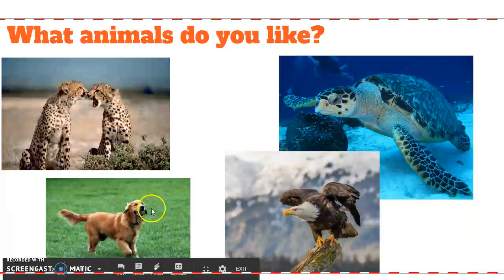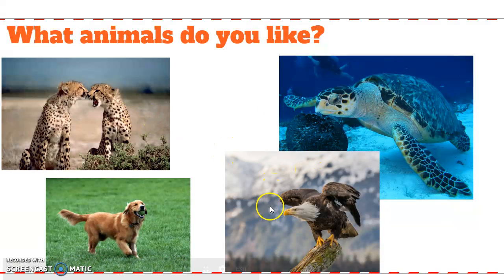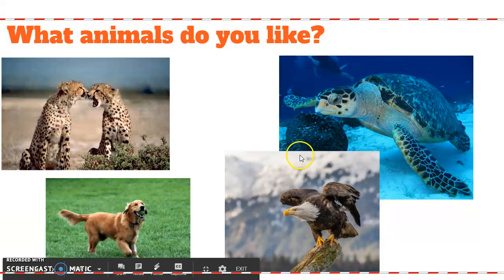Golden retrievers don't live in the wild, but they live as pets in our homes. These other animals you can't have as pets. You can't have an eagle as a pet, or a sea turtle, or a cheetah. They wouldn't like to live in your house. But cheetahs live in Africa, eagles live in North America, and sea turtles live in the ocean.